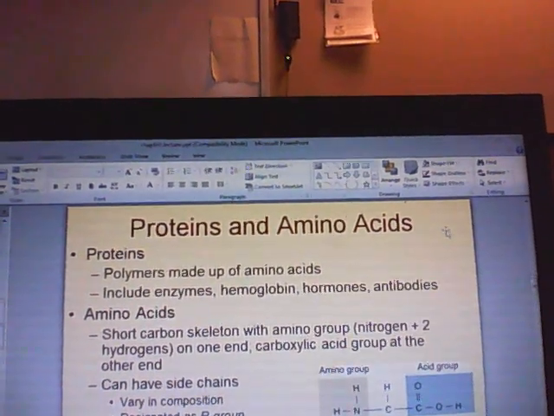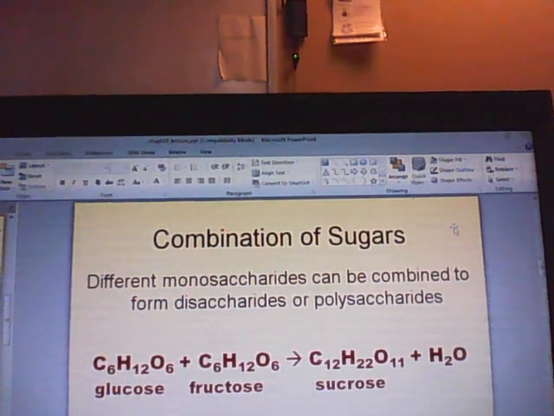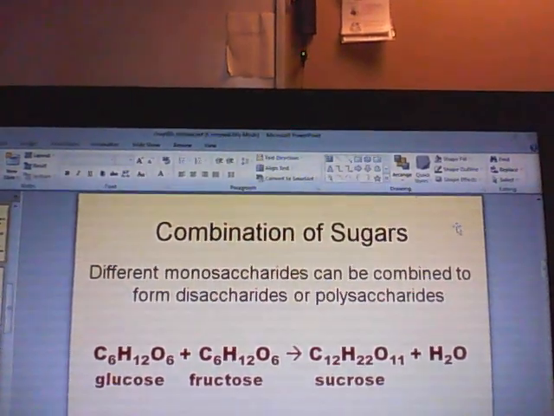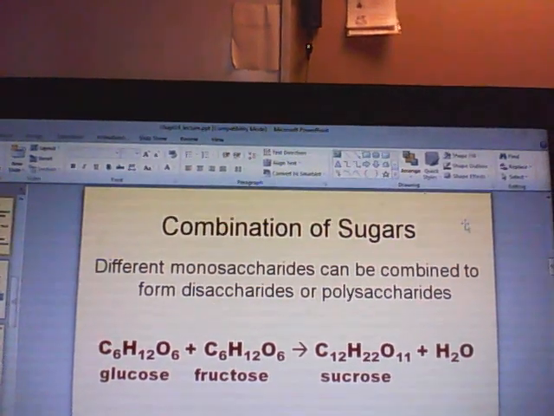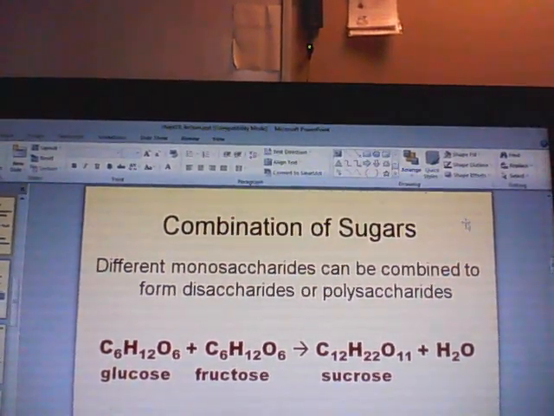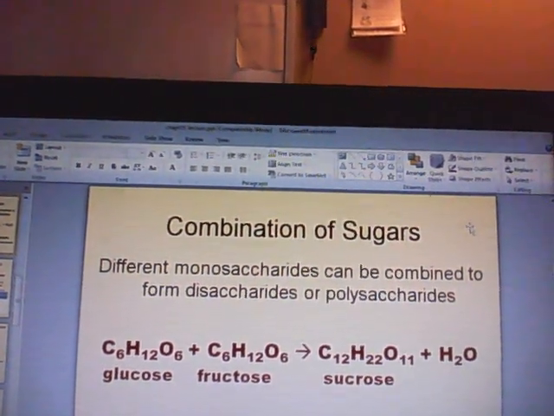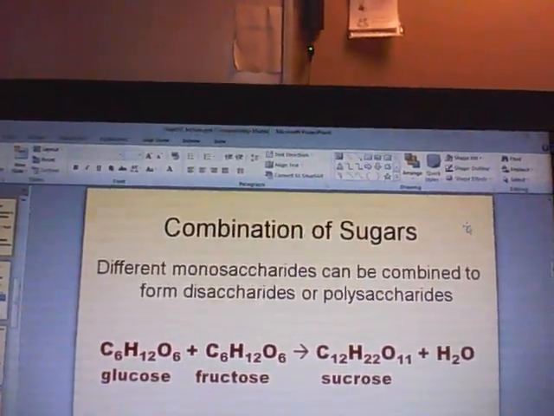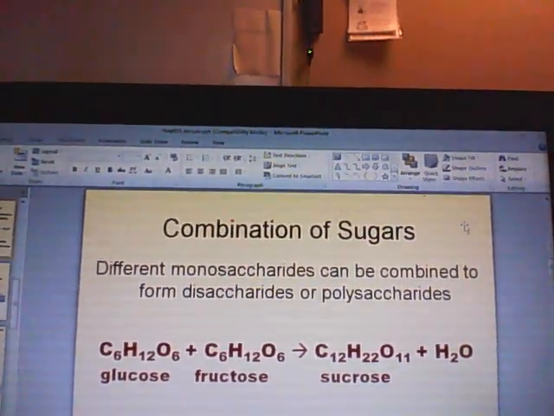So that went quick, but the main thing about carbohydrates is that the scientific name for sugars is saccharide, that the monosaccharide is the monomer, the polysaccharide is the polymer, and that we make polymers or polysaccharides by adding sugars together.